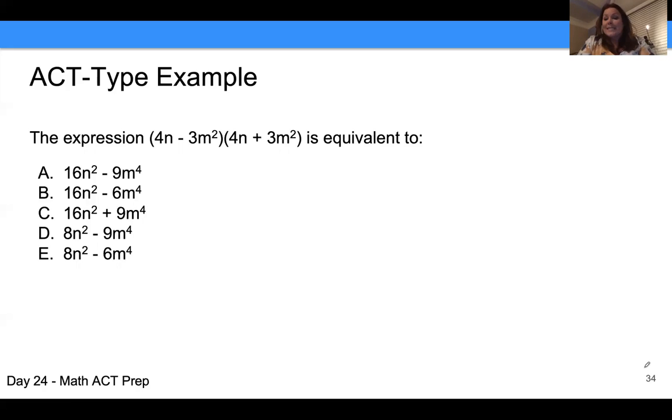Let's look at our ACT example here. Okay. Again, pause the video for a moment. I want you to work it out and see if you get the answer. And then unpause and we will work it out.